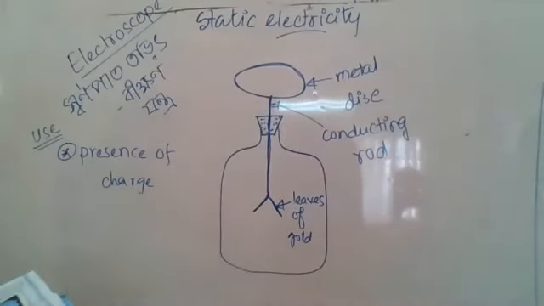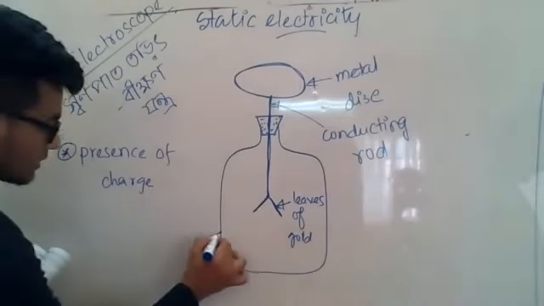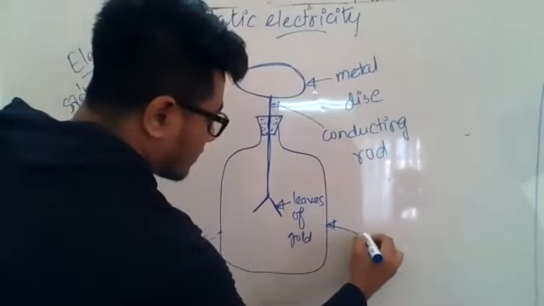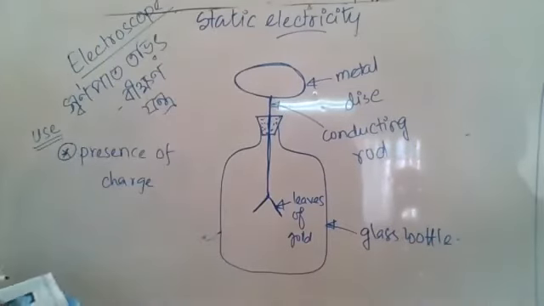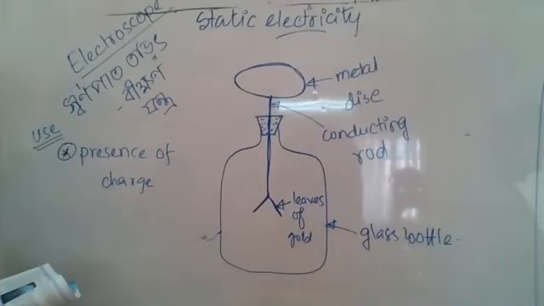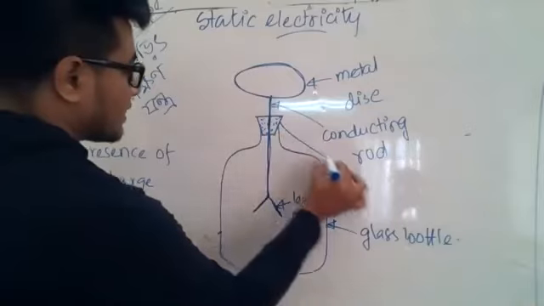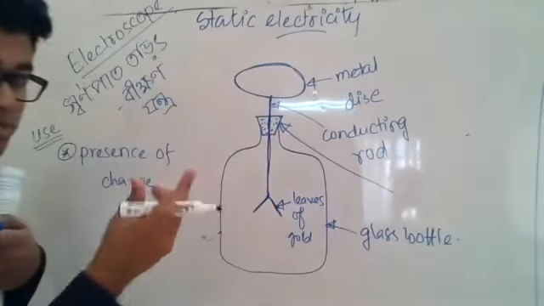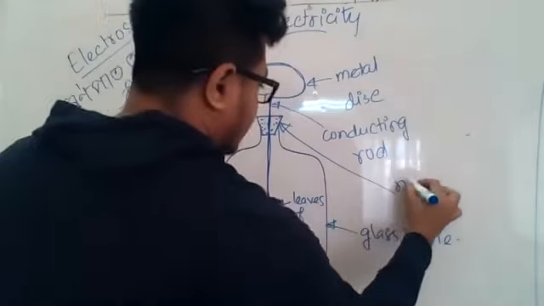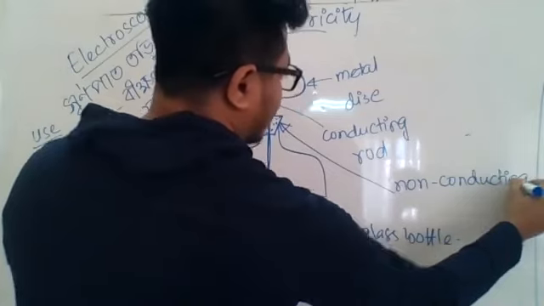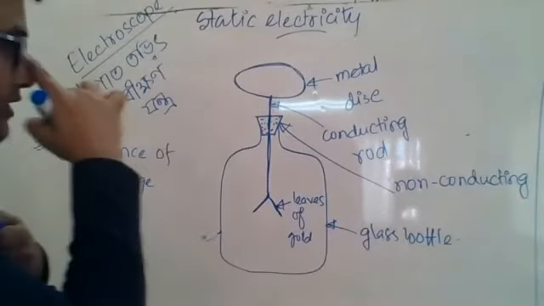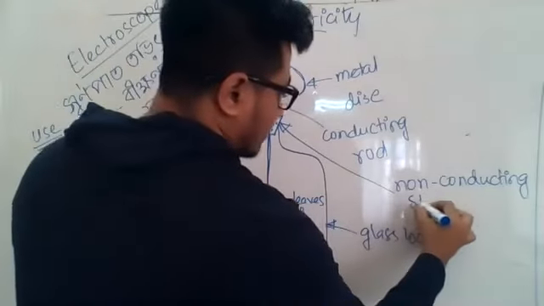Achha. Then the whole setup is kept inside a glass bottle. This is the glass bottle. The whole setup is kept inside a glass bottle with a non-conducting stopper so that it can be seen from outside. See, this is a stopper or cork. This is a non-conducting stopper. What do we mean by non-conducting? It will not conduct any electricity. The electricity cannot pass through this one.